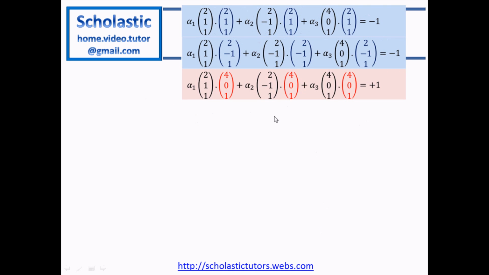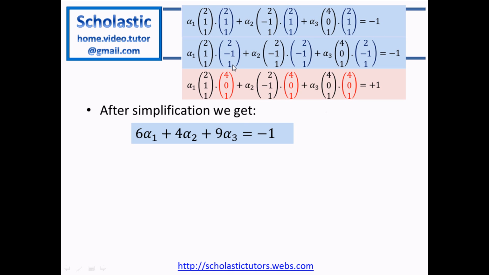So these are the substituted values now. Now we simplify this one. Let's simplify the first equation. Let's see how we are going to simplify this one: 2 times 2, 4, plus 1 times 1 plus 1 times 1. 4 plus 1 plus 1, 6.